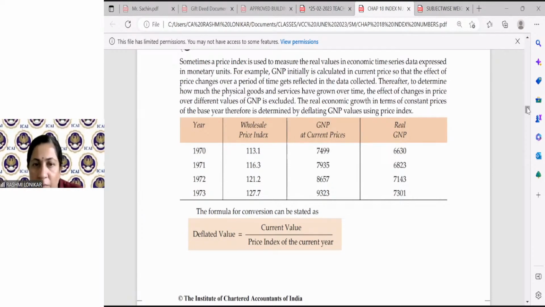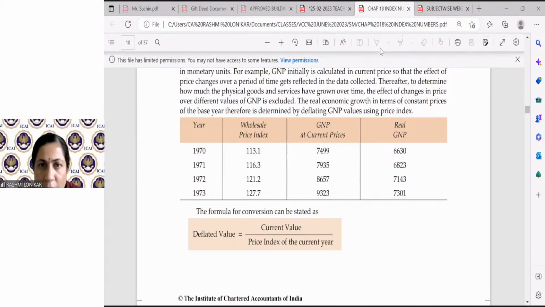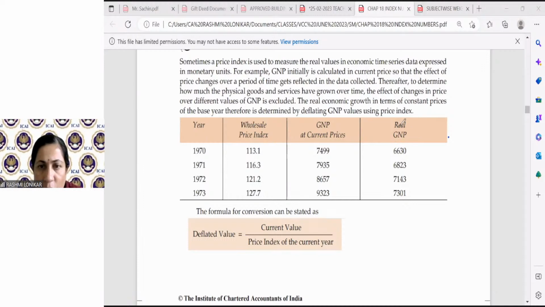Now how do you get this real value? This is the calculation: you take the current price, that is 7499, divided by the wholesale price index, 113.1, into 100. So 7499 divided by 113.1 into 100 gives you 6630.